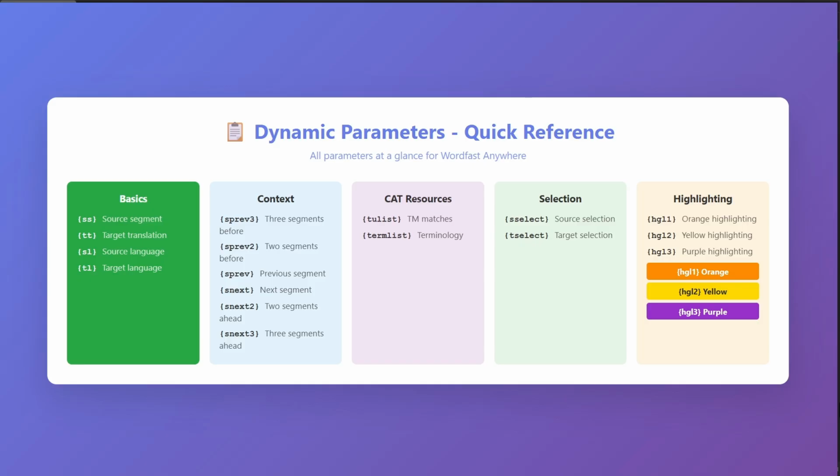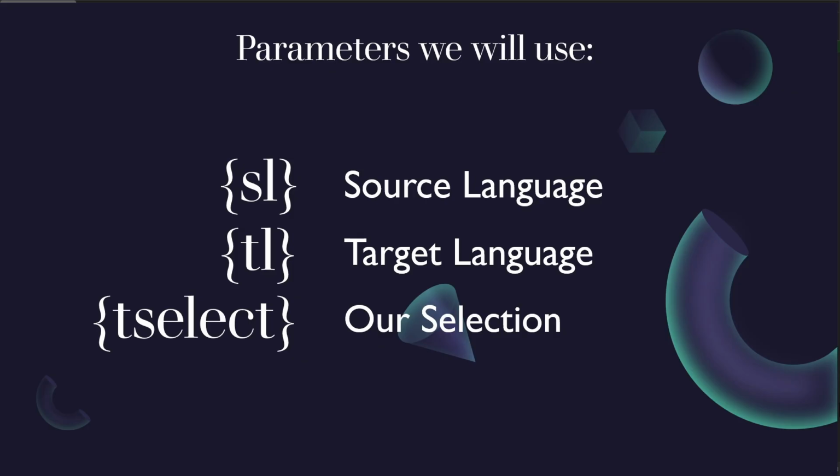This is the list of all the dynamic parameters that you can use when you are making a prompt in Wordfast Anywhere. So if you want, you can pause the video and come back to this list at any point. To help you become an expert, today we will create a simple prompt using these. So here are the parameters that we will use. We will use SL for the source language, TL for the target language, and T-select that will allow us to use our mouse to select some portion of text.